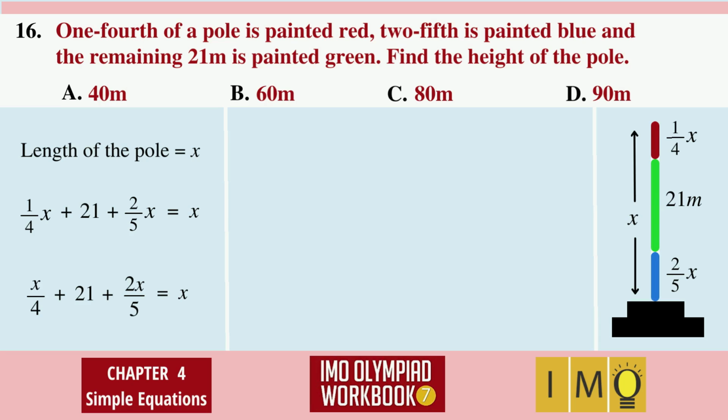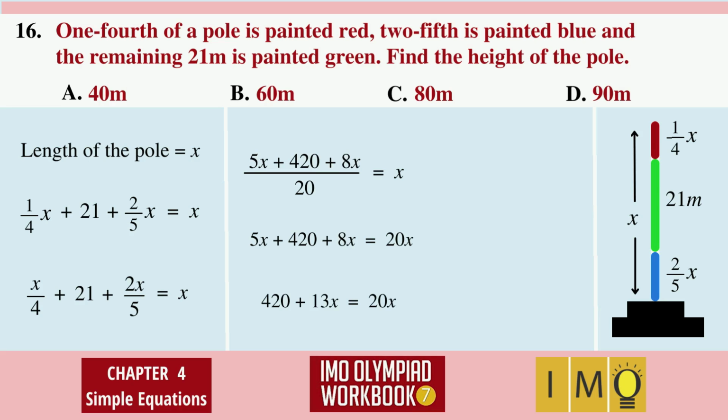The LCM on the left side is 20 and the numerator becomes 5x plus 420 plus 8x. Now this is equal to x. Then let's bring the denominator 20 from the left side to the right side. That gives us 5x plus 420 plus 8x is equal to 20x. 420 plus 13x is equal to 20x.